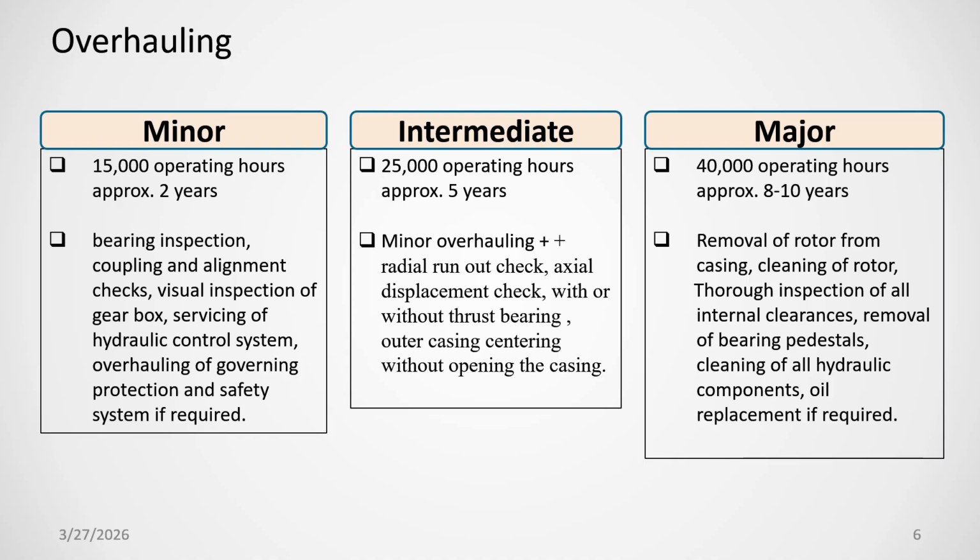Then intermediate inspection, we have to do all the job of minor overhauling, plus a radial runout check of the rotor, whether any runout has increased or not, and an axial displacement check of the rotor with the thrust bearing or without the thrust bearing. Outer casing centering, because you do not need to open the casing. There is always a protocol reading.